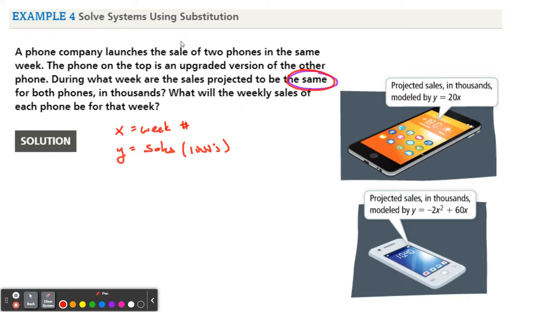Okay. So our two functions are y equals 20x. That is our slope-intercept form function. The b value is just 0. Okay. And then our quadratic is y equals negative 2x squared plus 60x. And again, that's our quadratic. So we'll go ahead and type those two into Desmos. And again, we'll graph a picture somewhere roughly on this page.